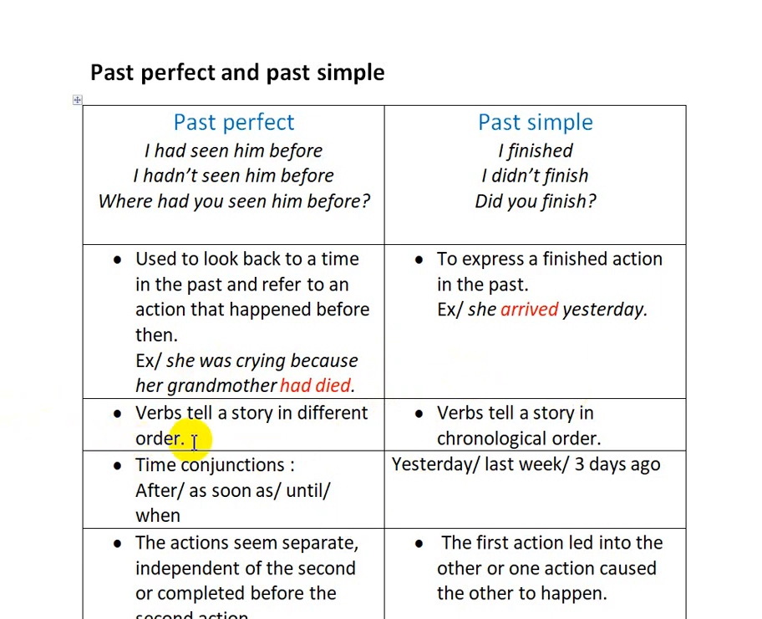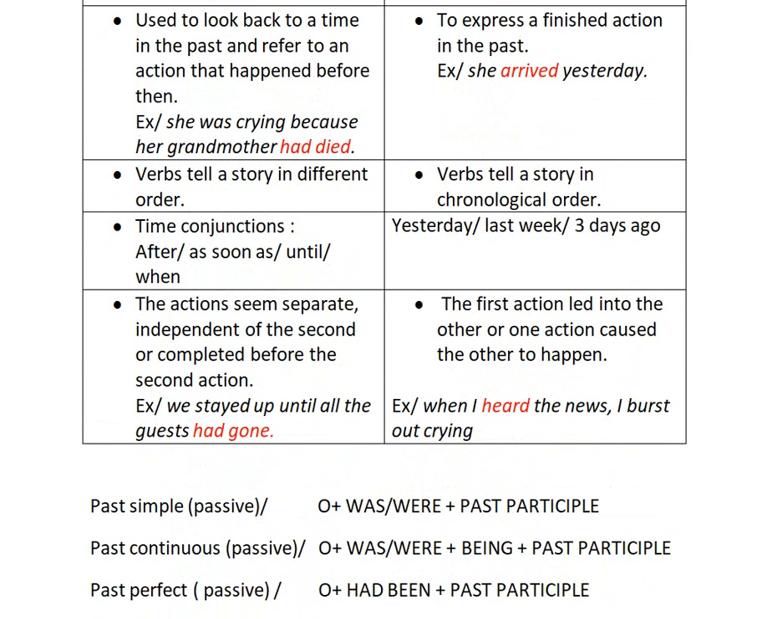Third point, verbs tell a story in a different order. While with the past simple, verbs tell a story in chronological order. So what does this mean? يعني احنا ويا ال past perfect we have two past events or two past actions، بس شنو ممكن نحكيها differently. Okay, one action is different from the other action. بينما بال past simple no, there is a connection between the first action and the second action and the third action.